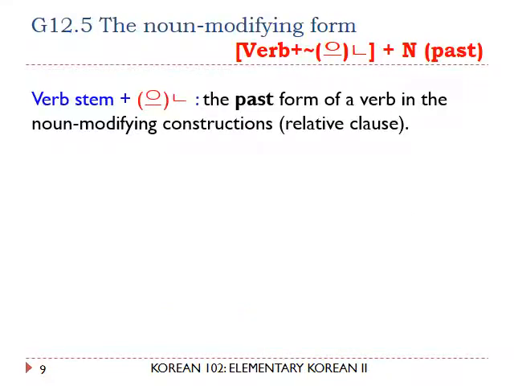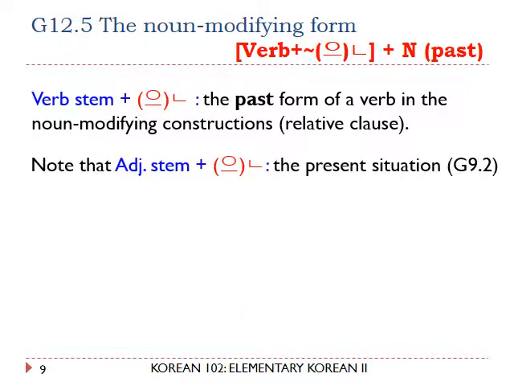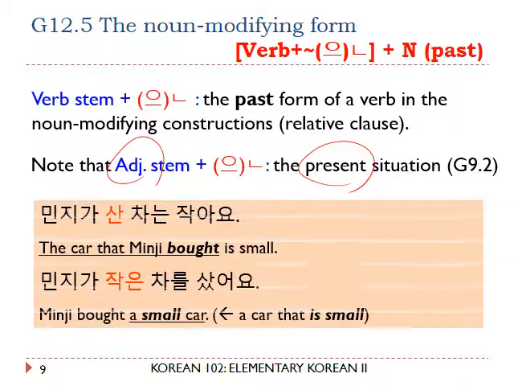Recall that when the same ending 은 or 니은 occurs with an adjective, it indicates a present situation, not the past. For example, 민지가 산 차는 작아요. The car is small. 그런데 어때요? 어떤 차예요? 민지가 산 차, the car that 민지 bought, right? So here, 니은, the noun modifying suffix, indicates that the event or the action has taken place in the past. So 민지 bought the car in the past.